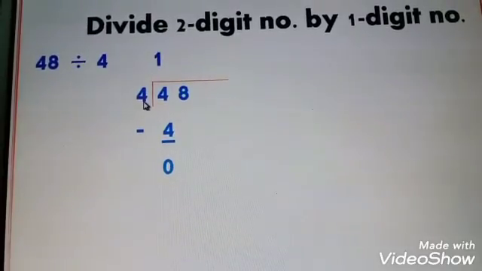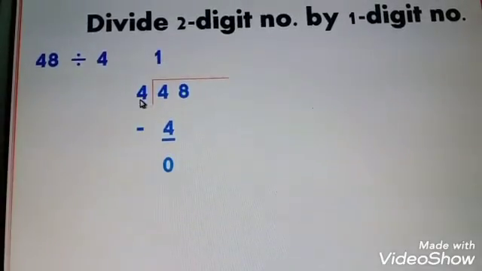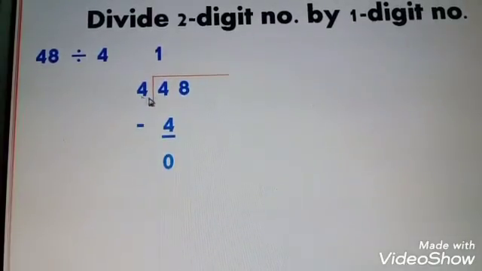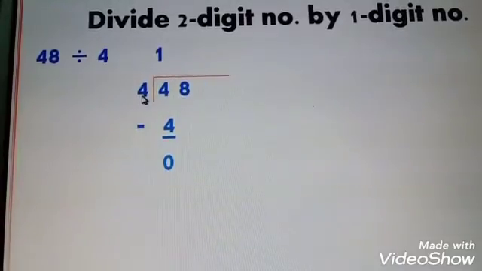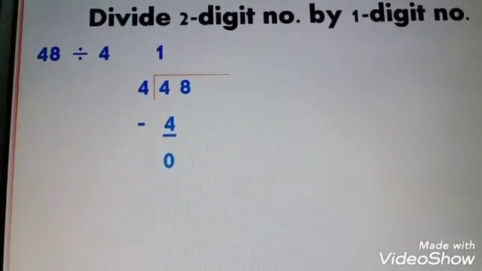the bracket. So when we are dividing a two-digit number by a one-digit number, because the divisor is one digit, we will divide only 4 first, not 48 together. So here also we'll take one digit to divide first. So in the table of 4, 4 comes how many times?